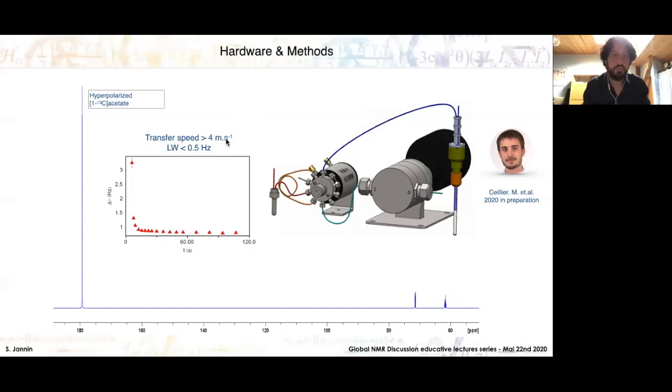So one interesting thing with such fast transfer is that you can address nuclear spins that have T1s on the order of the transfer time. So the next step, of course, is to look at protons and fluorine and other nuclear spins.